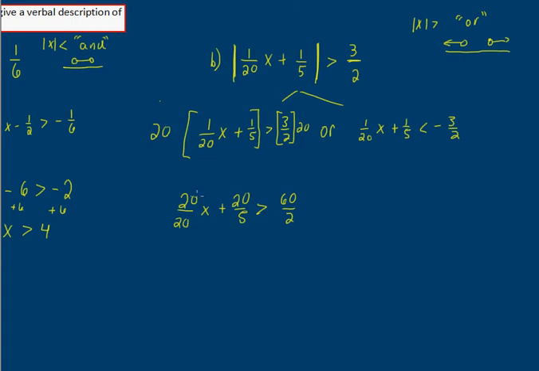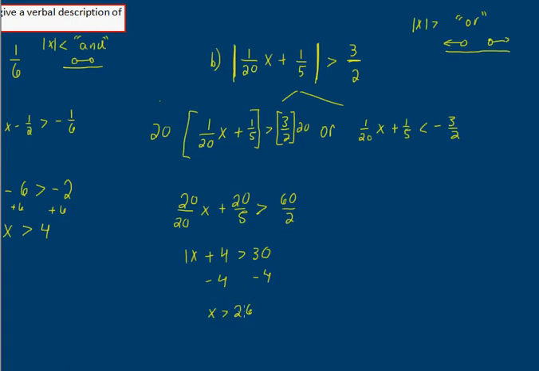Okay, we can simplify this quite a bit. 20 divided by 20 is 1, so this is just 1x. I can just write that as x if I'd like. Plus 20 divided by 5 is 4, is greater than 60 divided by 2. Well, that's 30. 30 times 2 is 60. Okay. We can solve this rather easily. We subtract 4 from both sides, and that's pretty much it. x is greater than 30 minus 4. Well, I think that's 26. 26 plus 4 is 30, so 30 minus 4 is 26.